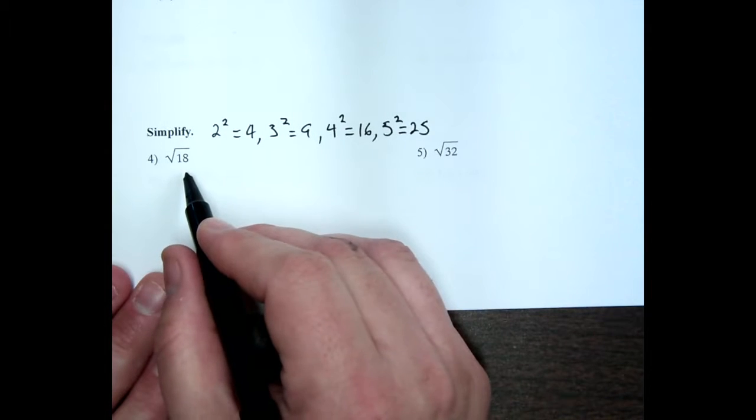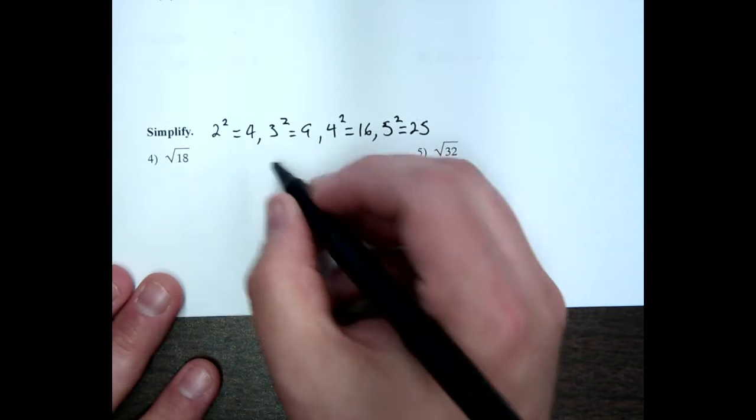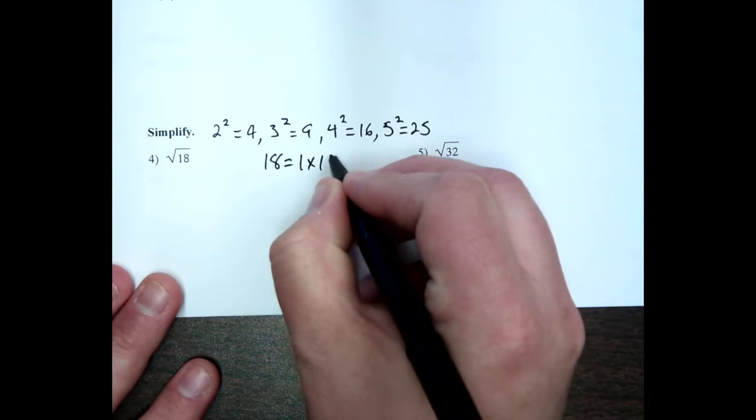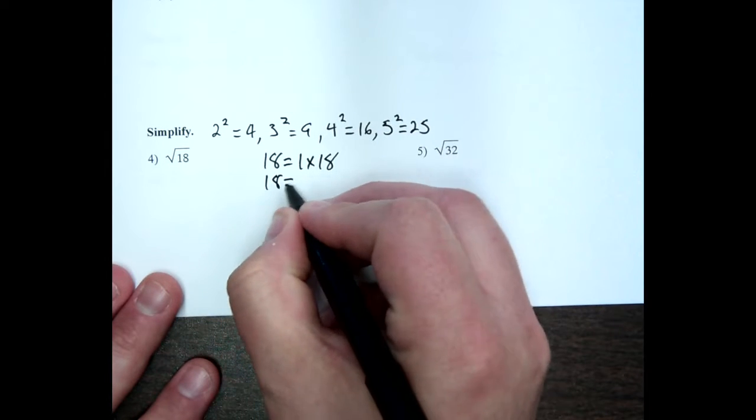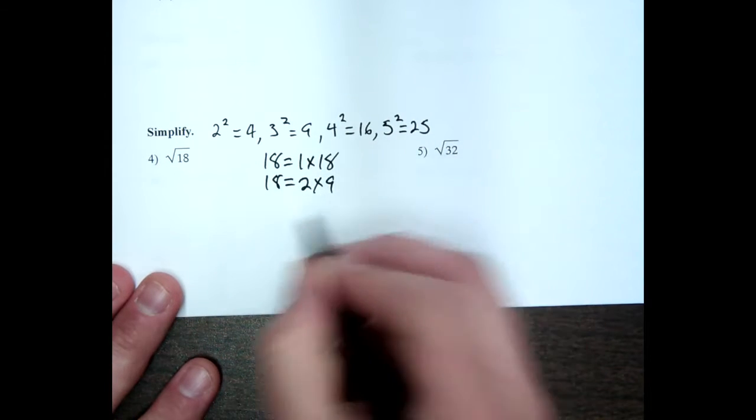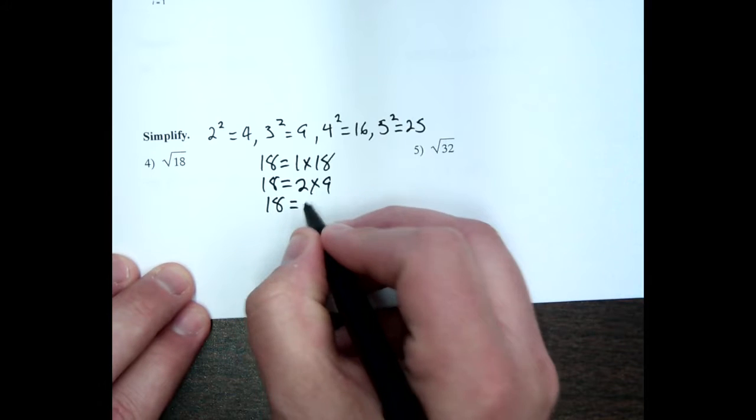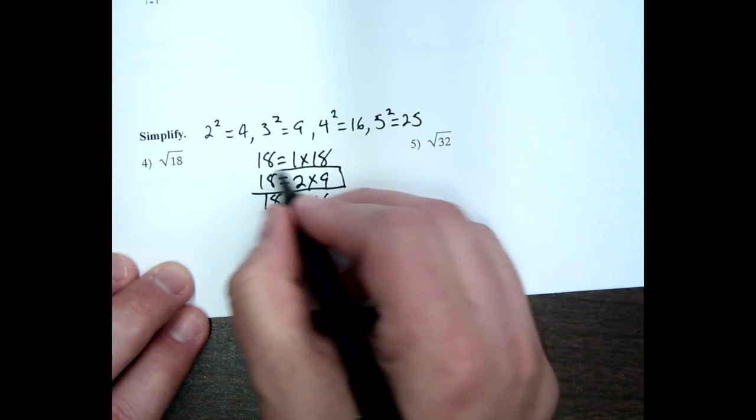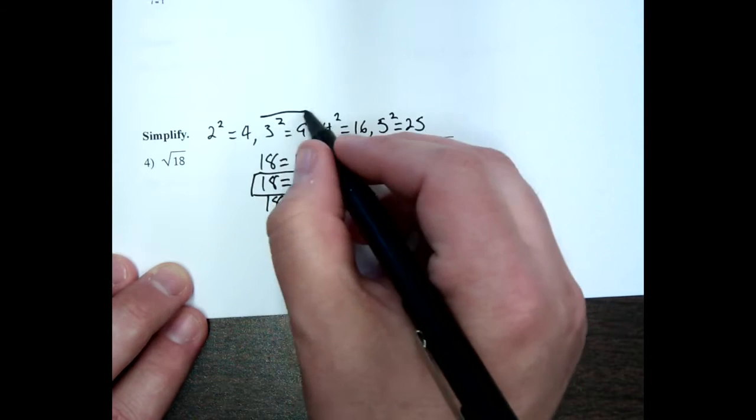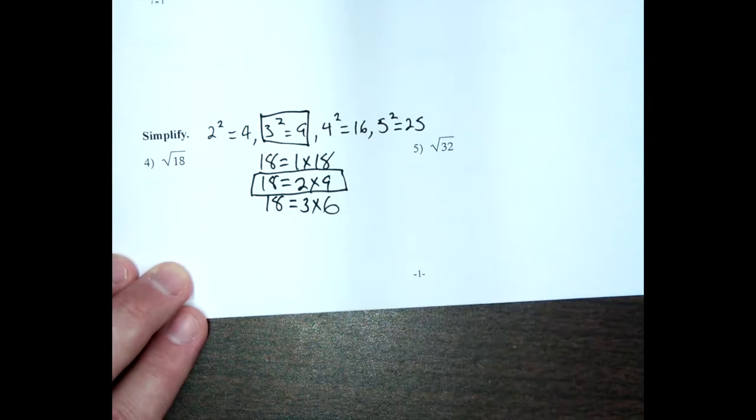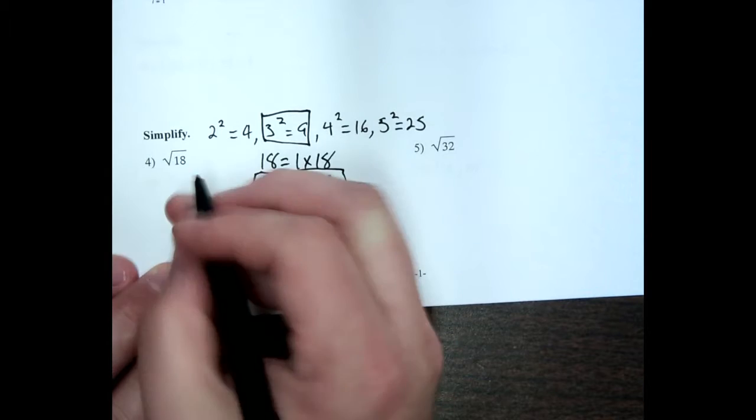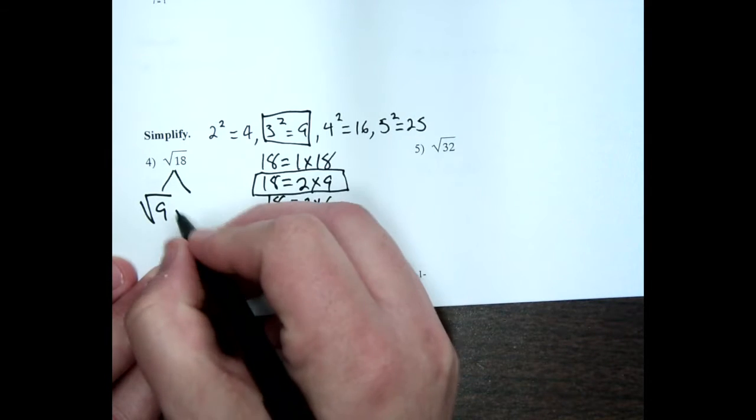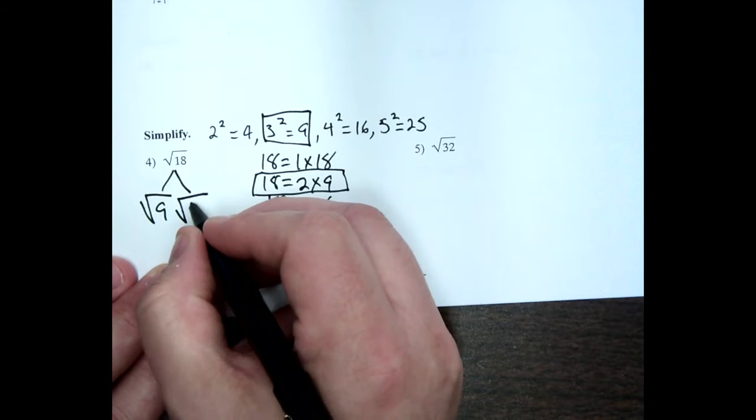Now 18 can be 1 times 18, 18 can be 2 times 9, 18 can be 3 times 6. And I'm going to choose this one because I have this perfect square of 3 squared, which is 9. So I can rewrite this as root 9 times root 2.